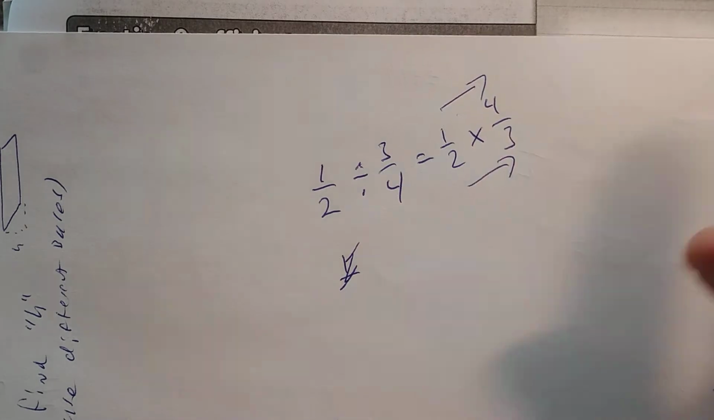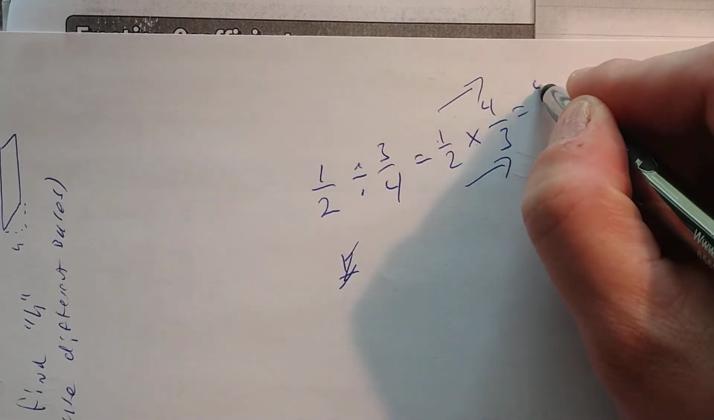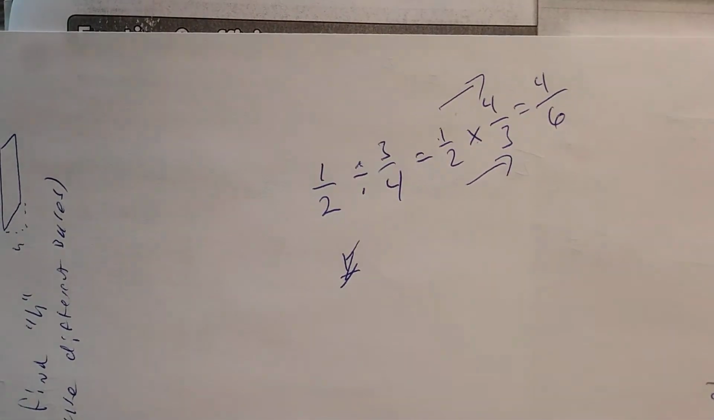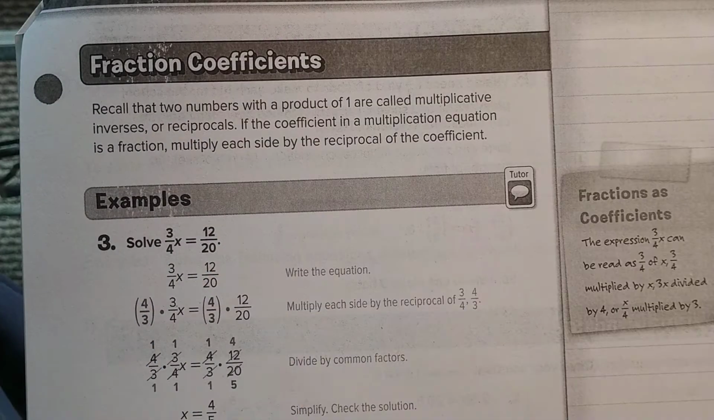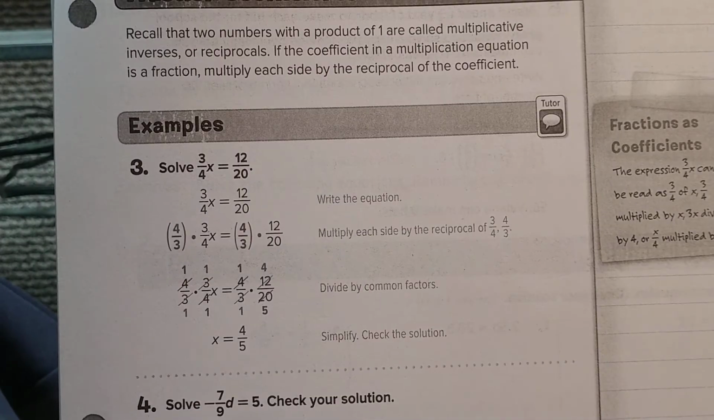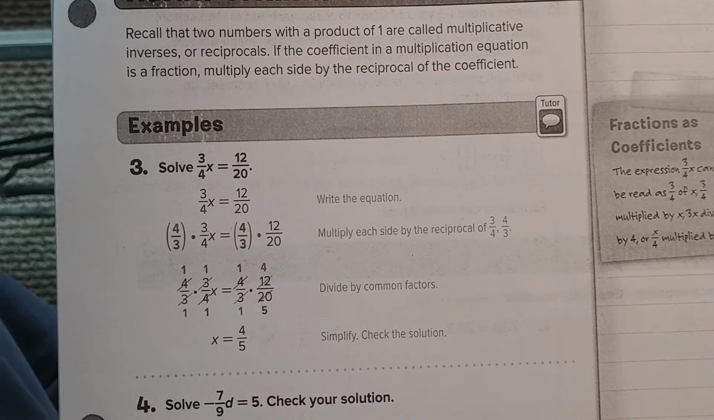Okay? And then when you do that, 1 times 4 is a 4 on top, 2 times 3 is 6. Okay? So as long as you remember keep, change, flip, you're going to pretty much just do one of the steps in this one. You're just going to do the flip. Okay?